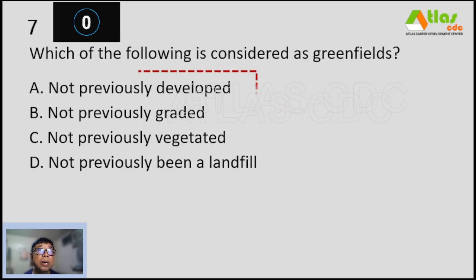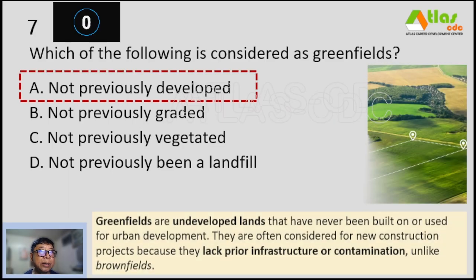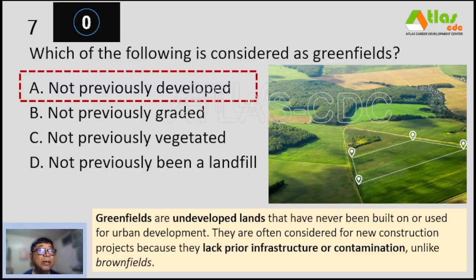And our correct answer is letter A, not previously developed. So greenfields are undeveloped lands that have never been built on or used for urban development. They are often considered for new construction projects because they lack prior infrastructure or contamination, unlike brownfields. So that is the opposite, no? Greenfields, the opposite is brownfields.